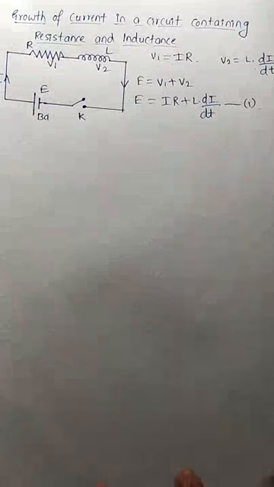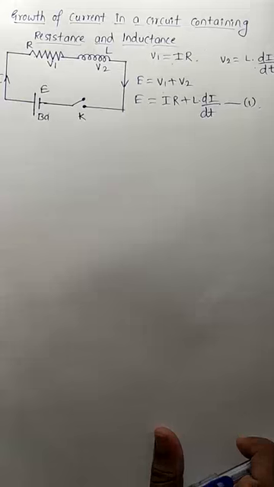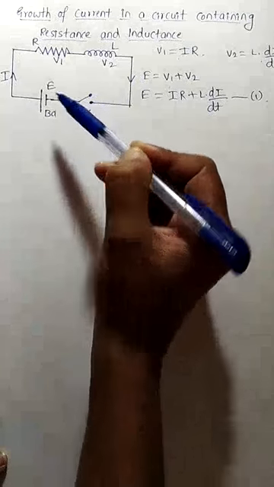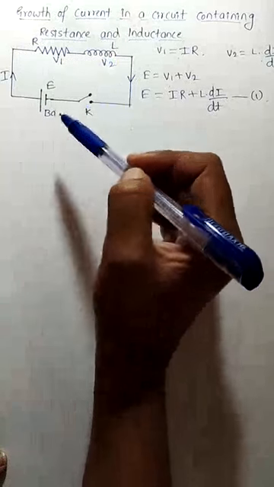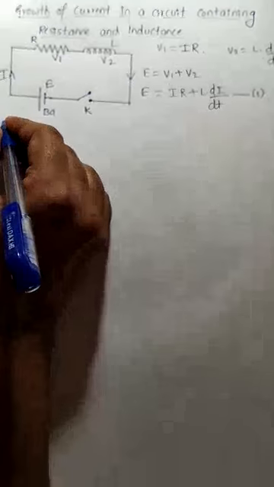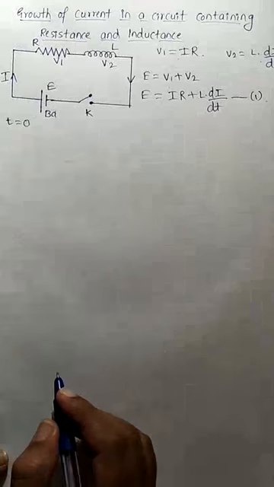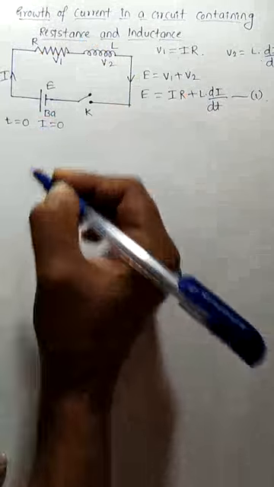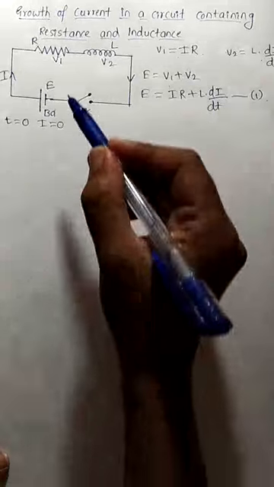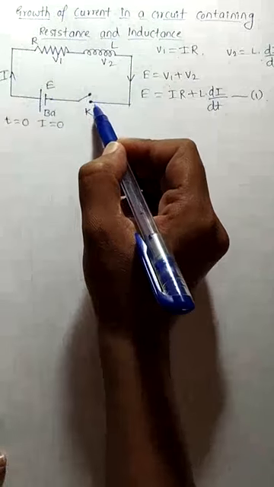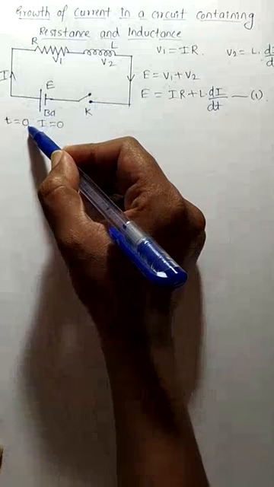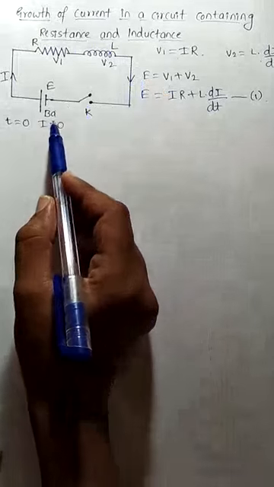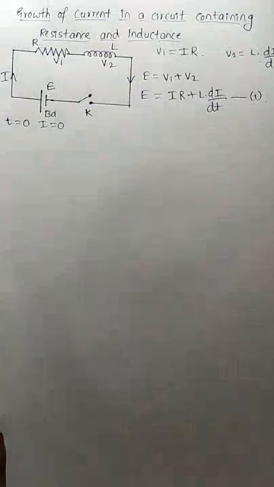Now we will solve this equation. Just imagine the situation. When we press this key, the current starts to flow, isn't it? So before pressing, when time is equal to 0, what will be the current in the circuit? There will not be any current in the circuit. Are you agreed? So before pressing the key, at time t is equal to 0, there will not be current in the circuit. That's why I is equal to 0 we will take.